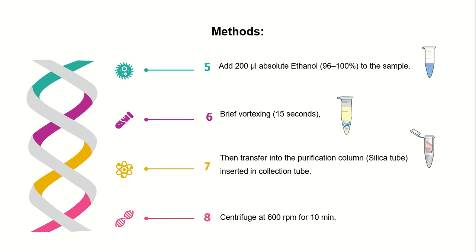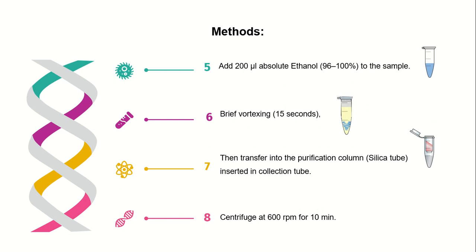After the incubation period, add 200 microliters of absolute ethanol. Then pre-vortex for 15 seconds. Then transfer into a purification column inserted in a collection tube. We place the silica tube inside the collection tube. Then carefully transfer the mixture to the purification column. Then centrifuge at 6000 rounds per minute for 10 minutes.